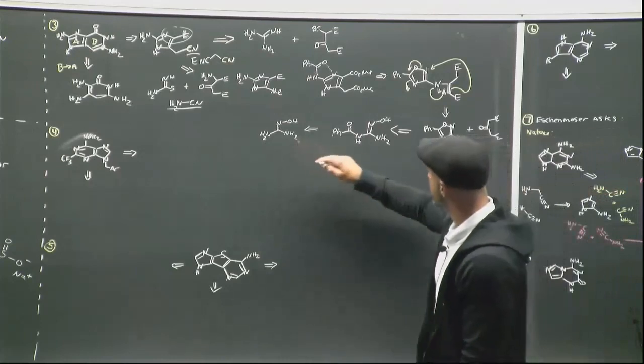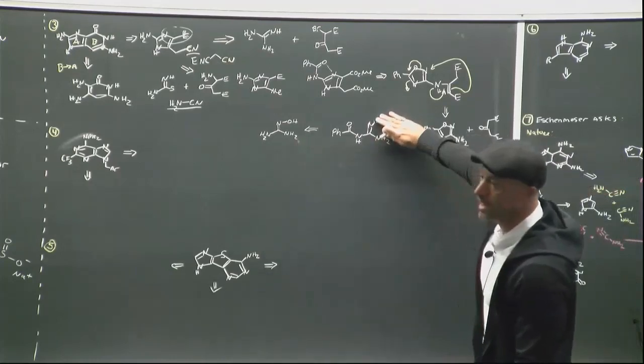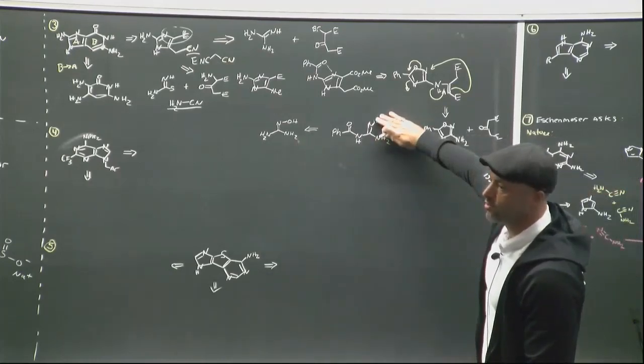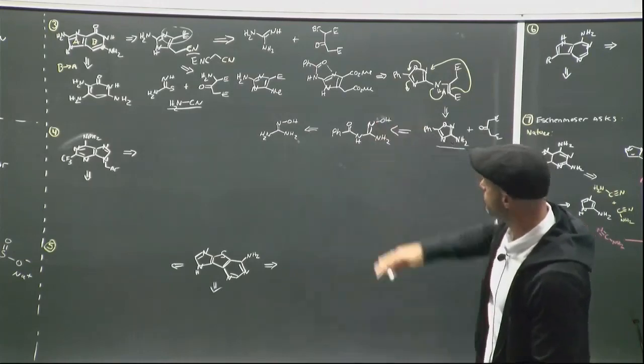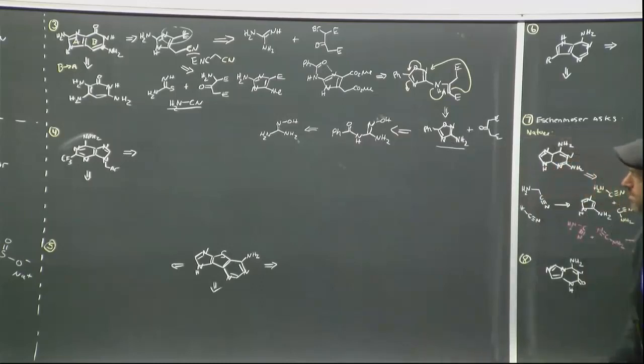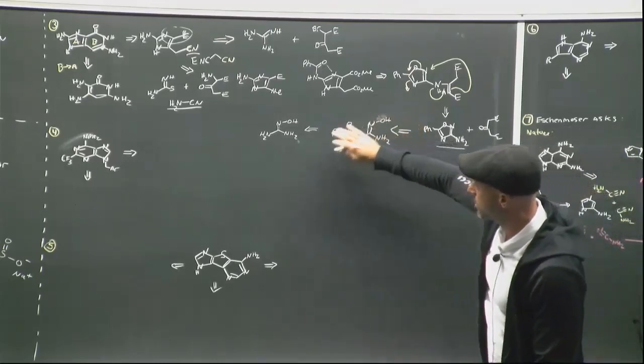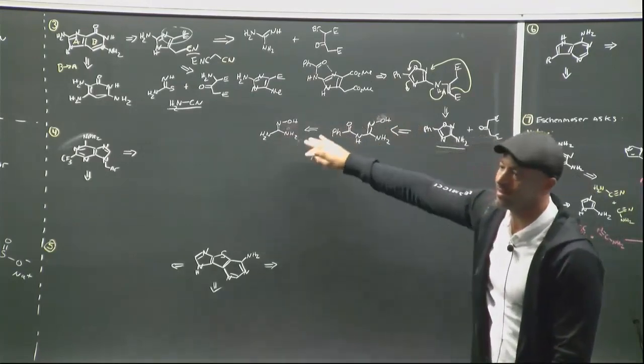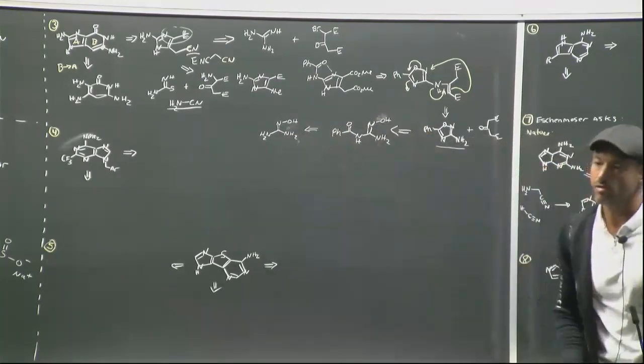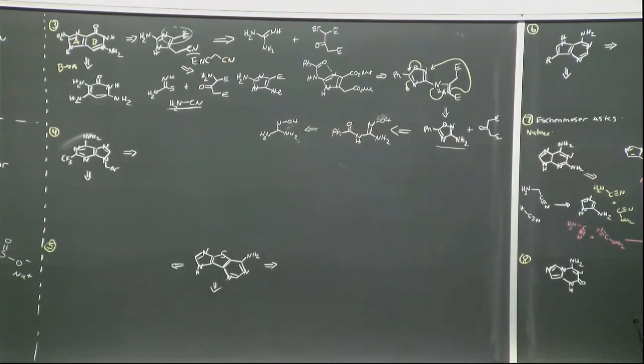You can make it from this, or you can also make it from the corresponding acylated guanidine by treating this with hydroxylamine. Both ways are fine. People often prefer to do it through the intermediacy of the acyl guanidine versus this one, just due to the instability of that compound versus making it in situ from the acyl guanidine.